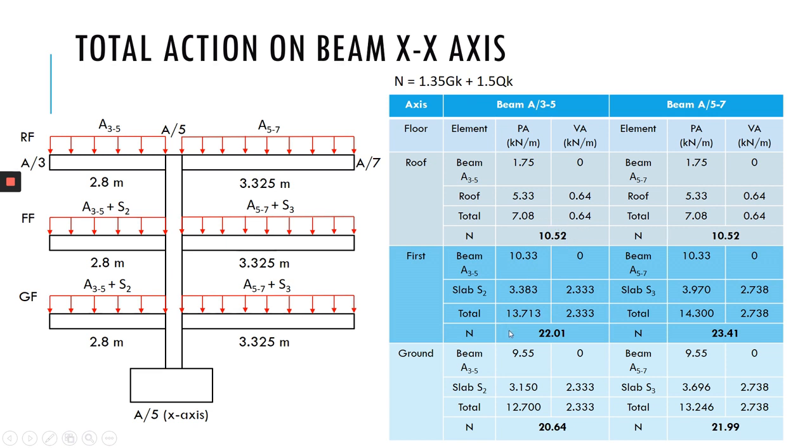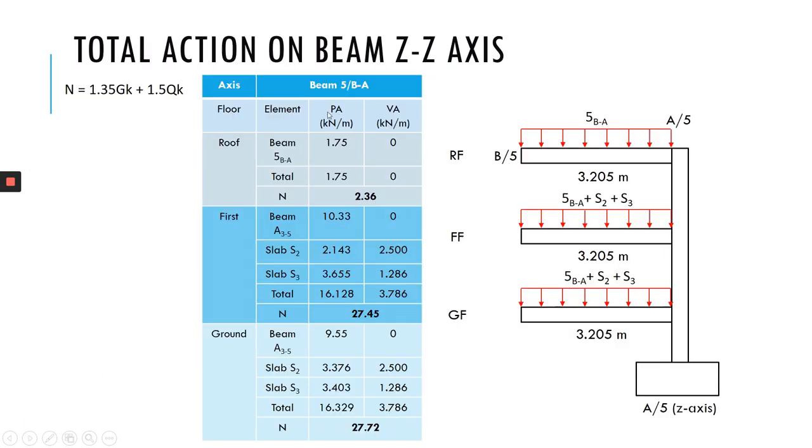So for these cases, 1.35 times 13.713 plus 1.5 times 2.333, you will get 22.01. So here 1.35 times 12.7 plus 1.5 times 2.33, you will get 20.64. So you repeat the same calculation for all of the beam. You have to do the same process for the ZZ axis here.